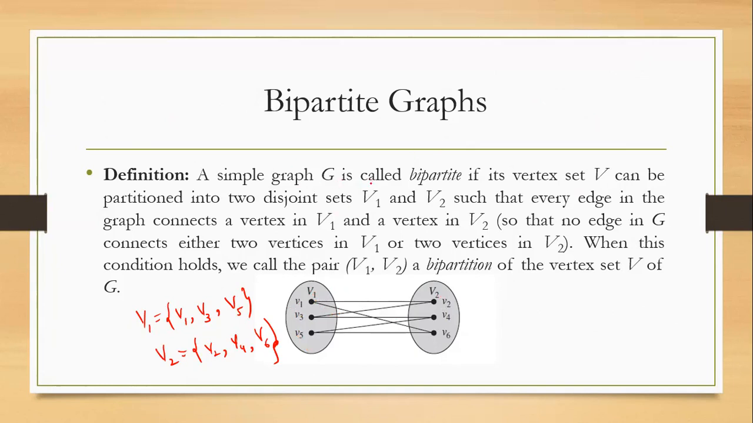A simple graph G is called bipartite if its vertex set V can be partitioned. So basically we are partitioning the vertex set into two disjoint sets V1 and V2 such that every edge in the graph connects a vertex in V1 and a vertex in V2, so that no edge in G connects either two vertices in V1 or two vertices in V2. When this condition holds, we call the pair V1, V2 a bipartition. We are doing a partition into two, hence bipartition of the vertex set V of the graph G.